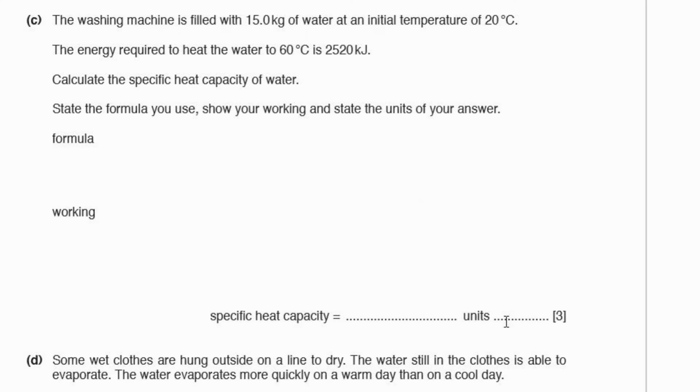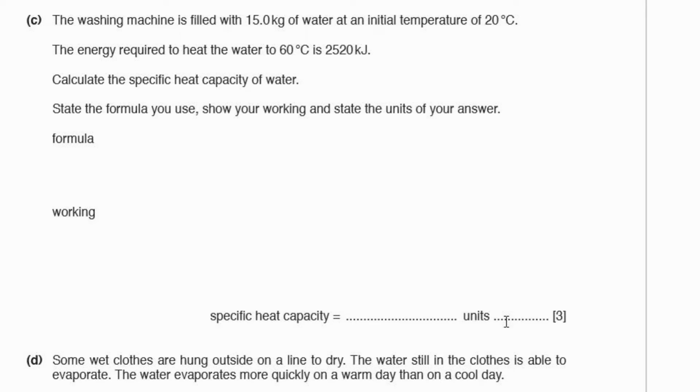There we go. C. The washing machine is filled with 15 kilograms of water at an initial temperature of 20 degrees C. The energy required to heat the water to 60 degrees C is 2520 kilojoules. Calculate the specific heat capacity of water. State the formula you use, show your working, and state the units in your answer.